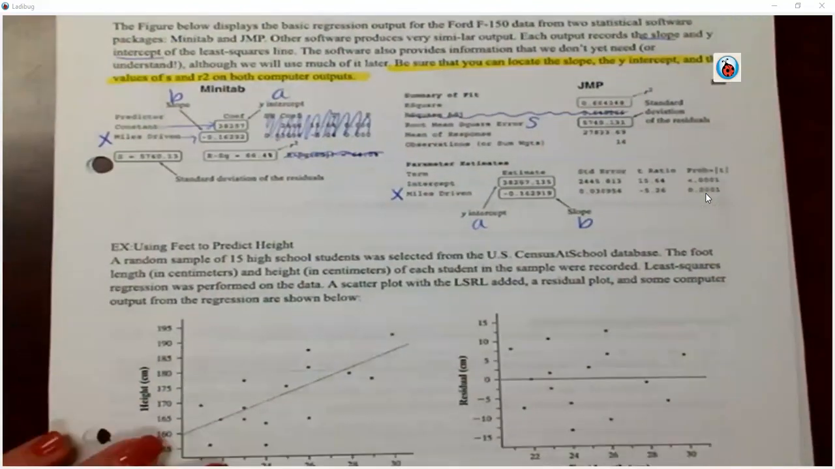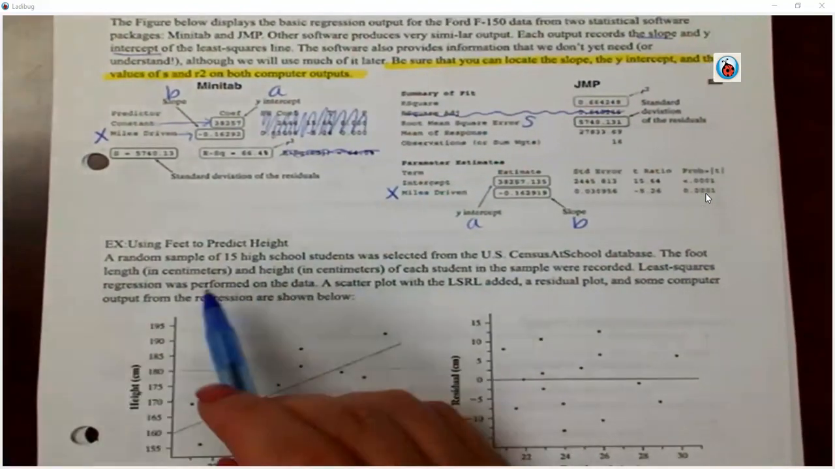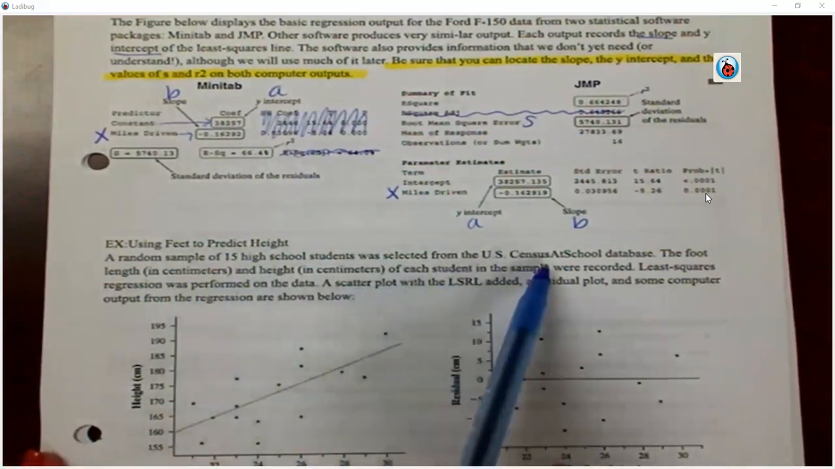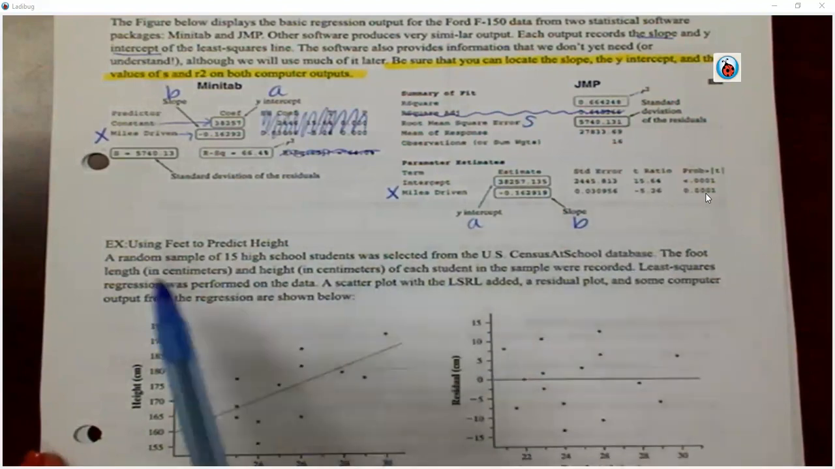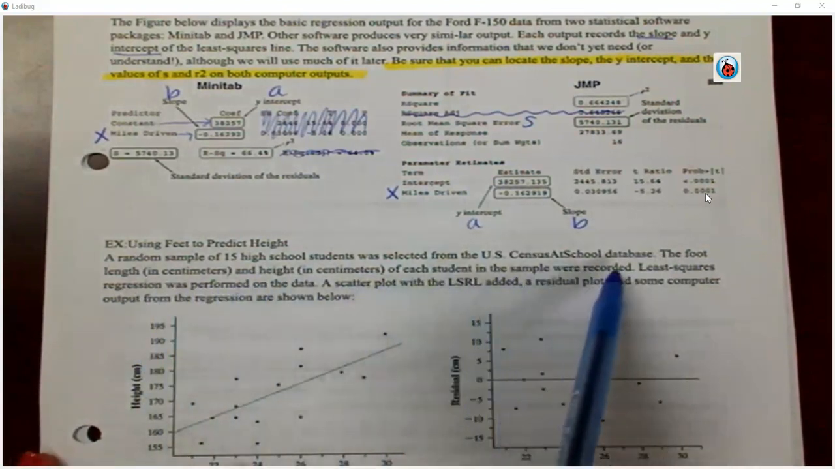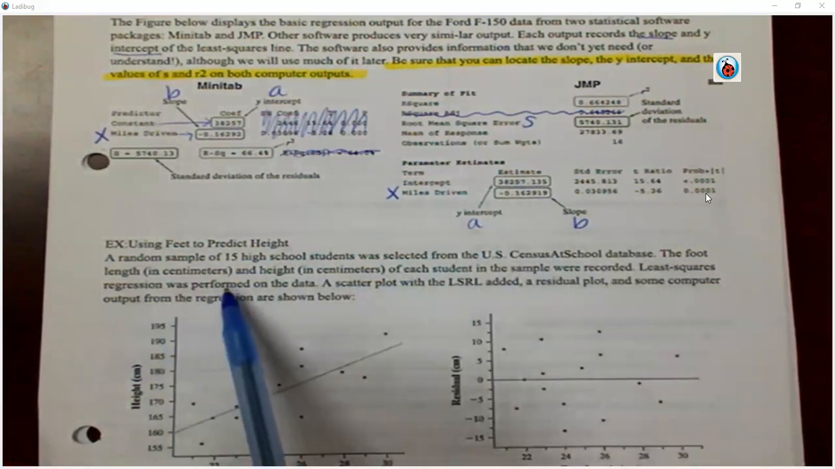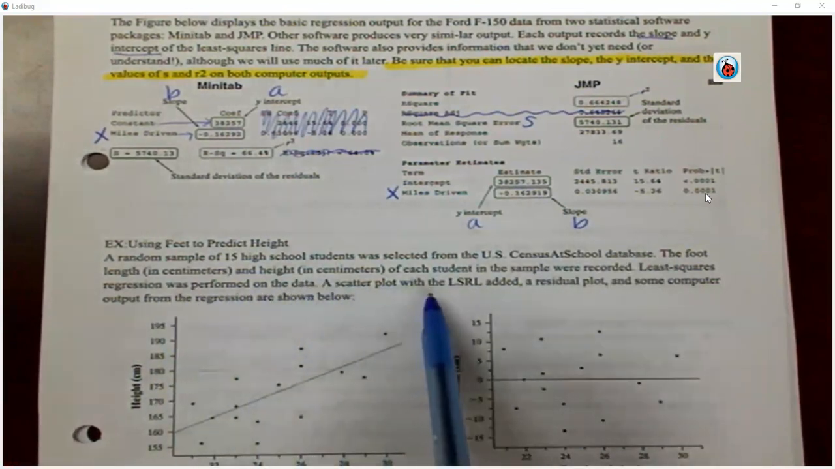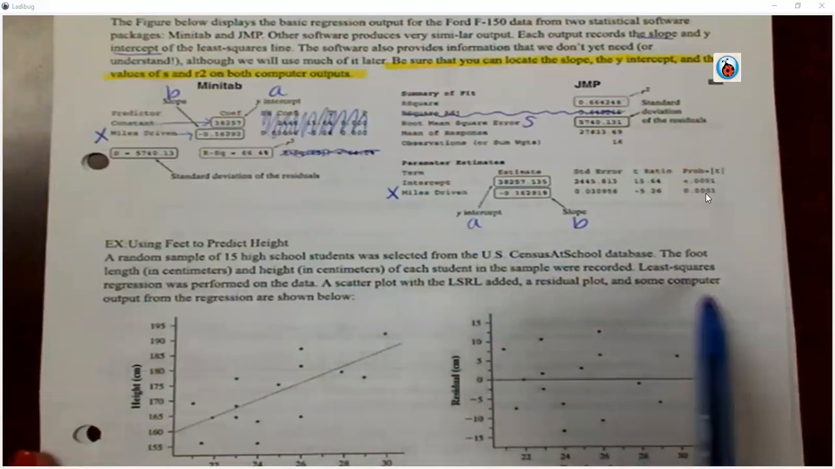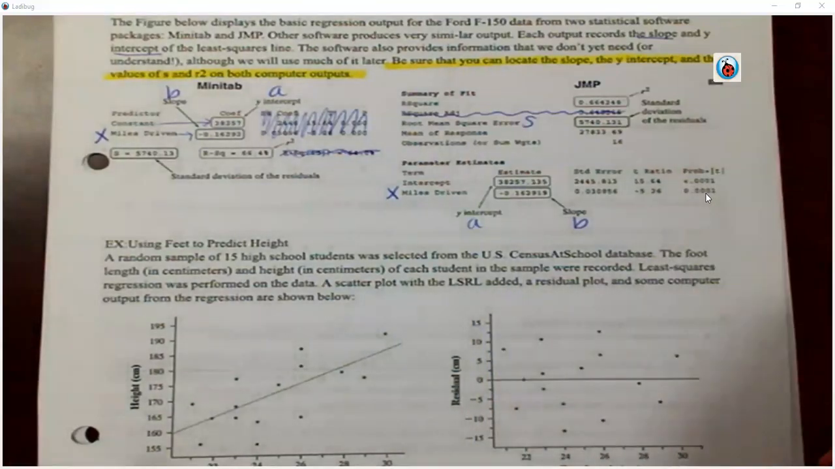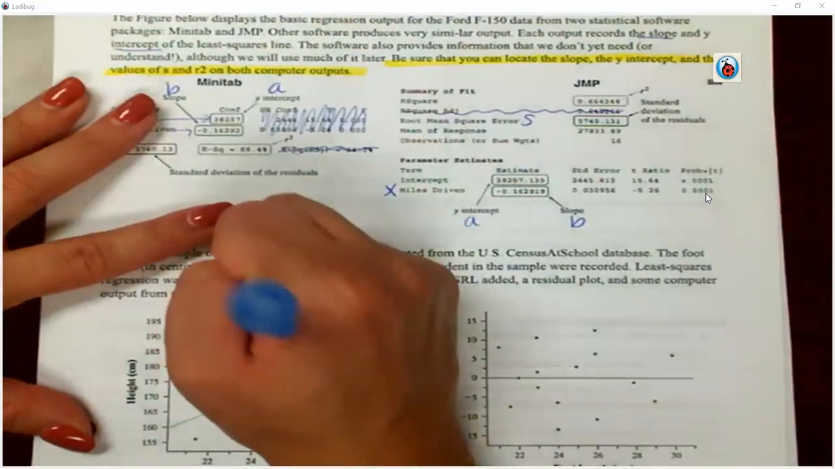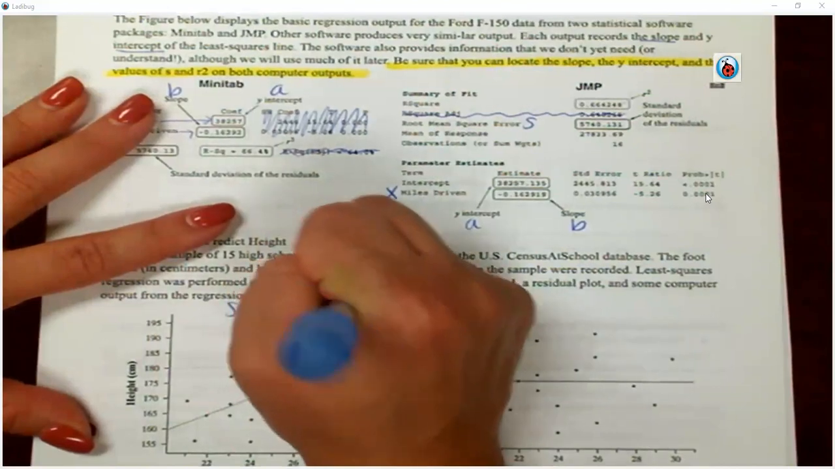So let's look at this example here. Using feet to predict height. A random sample of 15 high school students was selected from the U.S. Census at School database. The foot length in centimeters and height in centimeters of each student in the sample were recorded. Least square regression lines were performed on the data. A scatter plot with the least square regression line added, a residual plot, and some computer output from the regression are shown below. So this graph down here is considered our scatter plot.